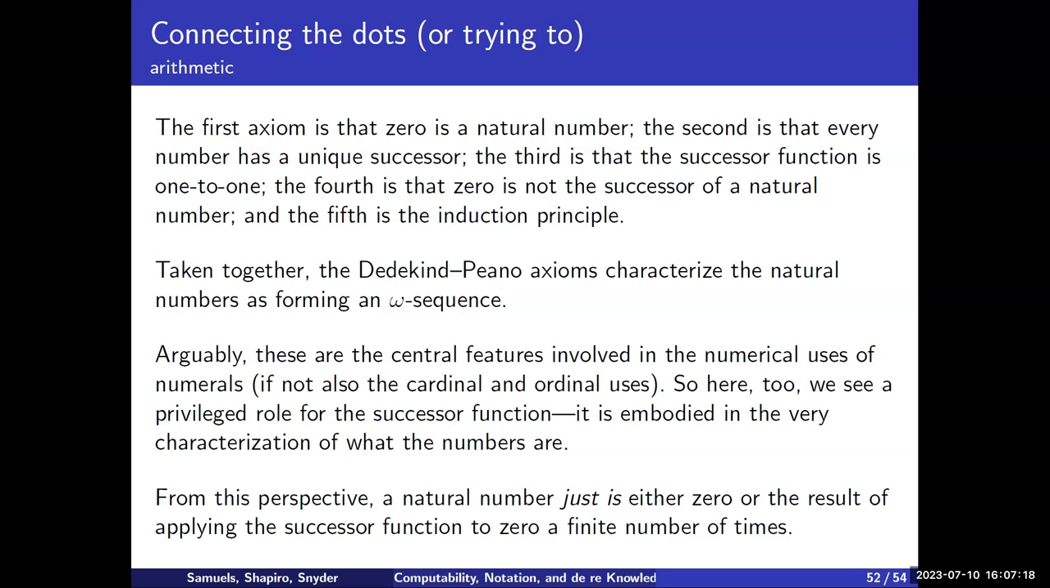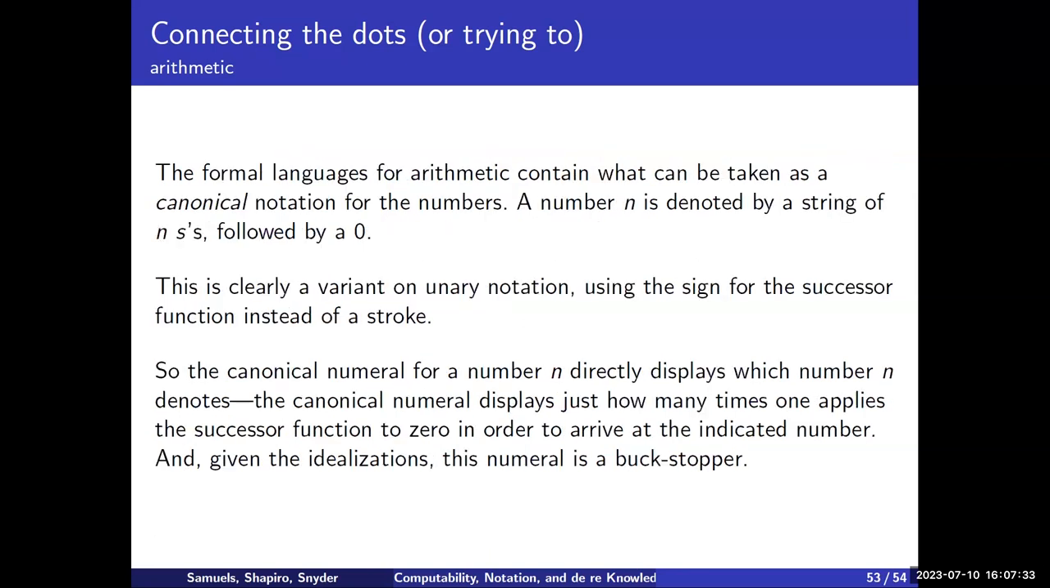So here too, we see a privileged role for the successor function. It is embodied in the very characterization of what the natural numbers are. From this perspective, a natural number just is either zero or the result of applying the successor function to zero a finite number of times, right? I think this is the last slide.